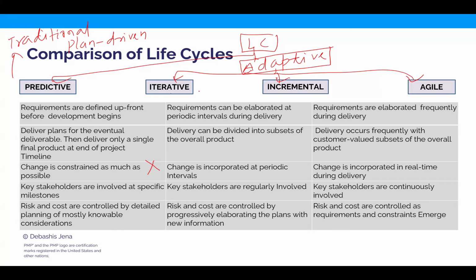Thus emerged iterative and incremental life cycles. Now take a look at the difference. In iterative and incremental, we break down the development into a number of iterations, instead of building it in one go the way you did in predictive. You break down the project into a number of iterations, two, three, four iterations. And the approach here is that you again do some initial requirement gathering upfront, right at the beginning of the project.